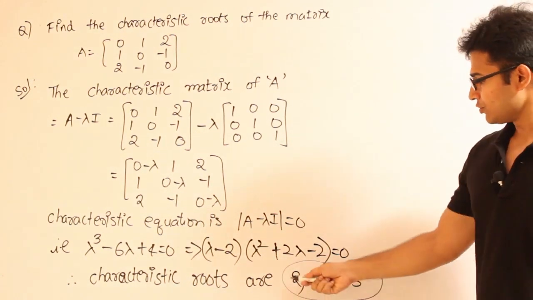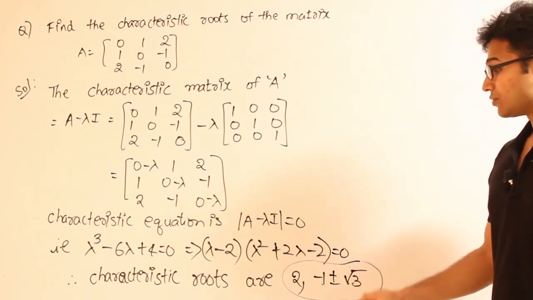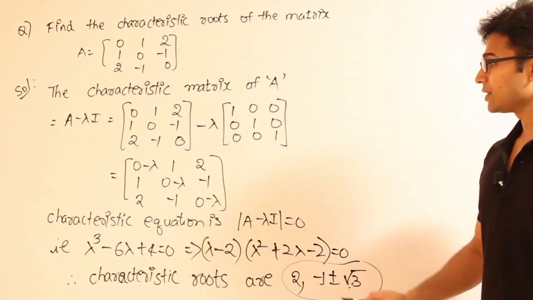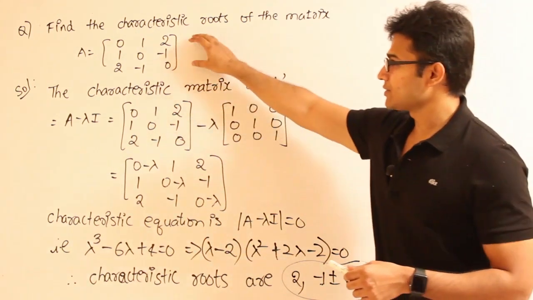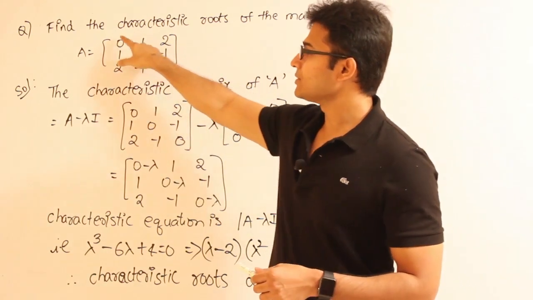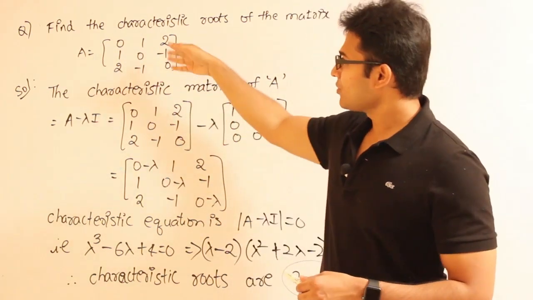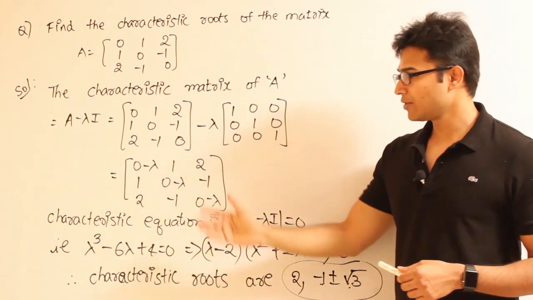One eigenvalue is 2, another eigenvalue is minus 1 plus root 3, and the other eigenvalue is minus 1 minus root 3. You understood this? So simply you take the matrix, and in the diagonal elements you write minus lambda for all of them, and you find out the determinant of that, and then you put it there.